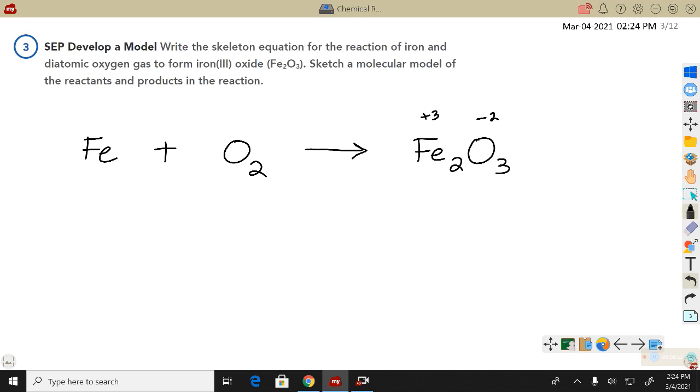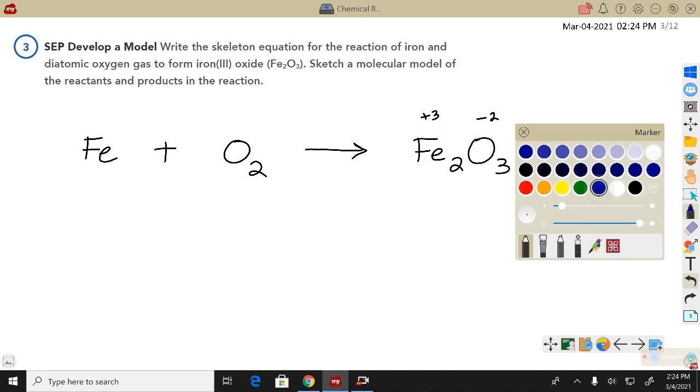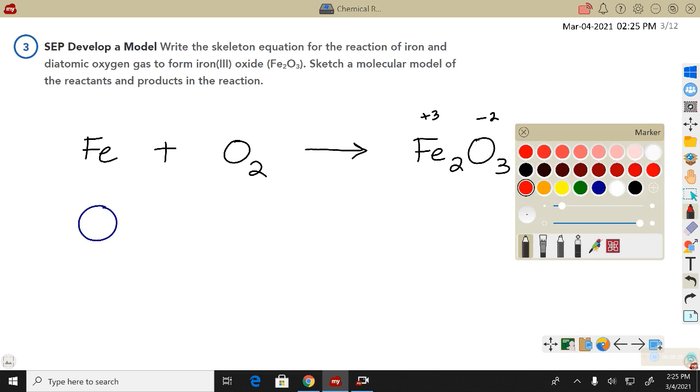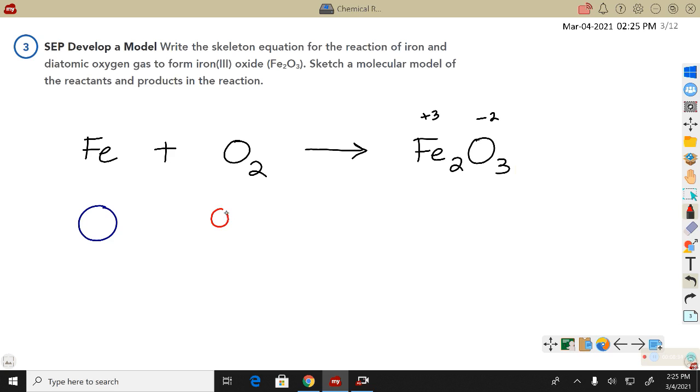We can also sketch a model of what this might look like on a particle level, where maybe I would have atoms of iron. Maybe I'll just do the iron as a blue atom. And then the oxygen, maybe I'll do that as a red atom. So oxygen's a little smaller, and there'd be 2 of them joined together. Then they react to form this Fe2O3.